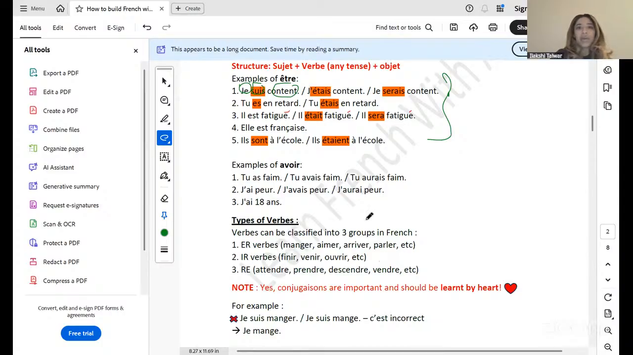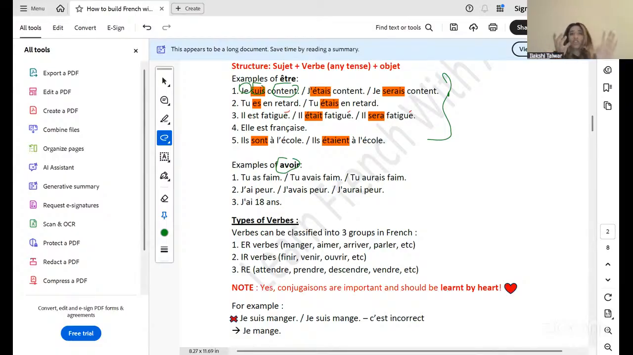Let's take some examples with avoir as well. Once again, anybody who wants to unmute themselves? I can read again. Perfect. Tu as faim, tu avais faim, tu aurais faim. Super. Tu as faim, tu avais faim, tu aurais faim.